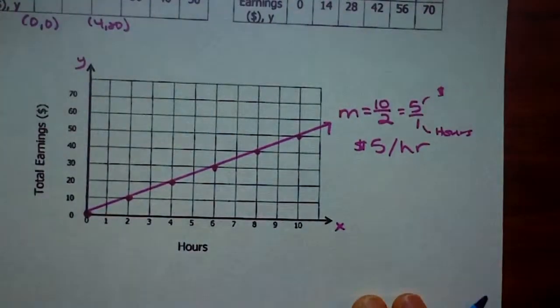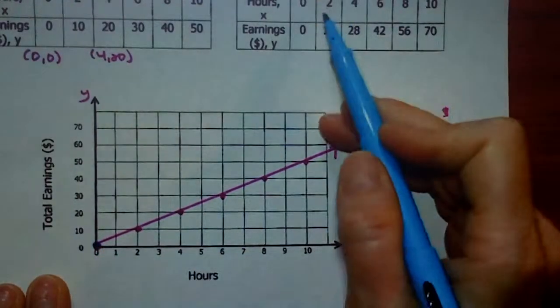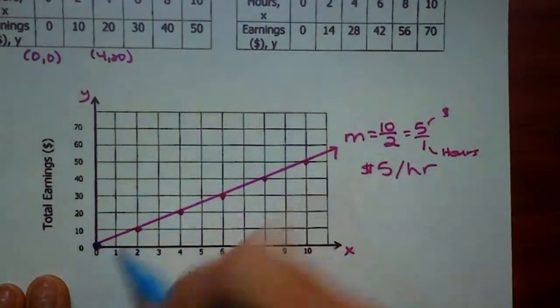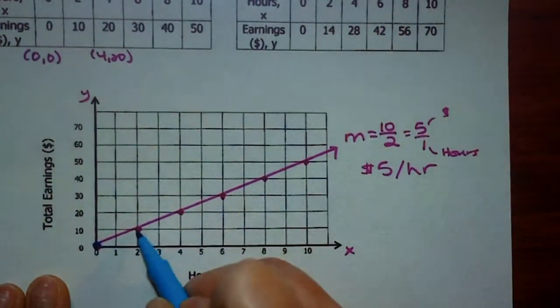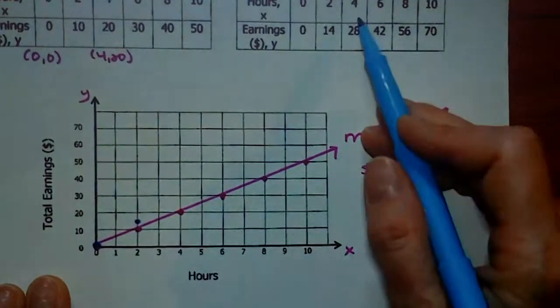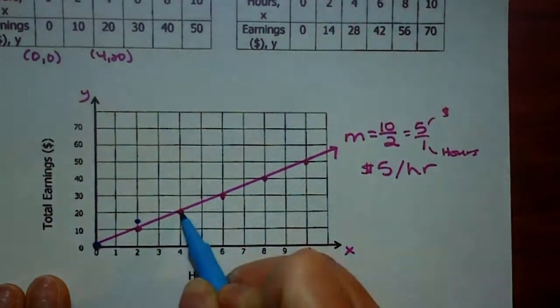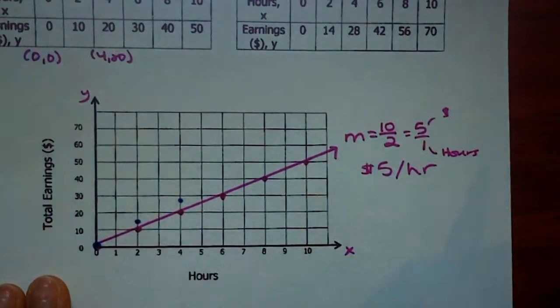So your friend, when they work 0 hours, they don't make any money either. So 0, 0 is the starting point. When your friend works 2 hours, they get $14. So I'm going to go over 2, and I know I don't see 14 on here, but here's 10, here's 20. Halfway would be 15, so I'm going to draw a line just underneath to make my dot. Next, after 4 hours, they make $28. So I'm going to go over 4, and again, here's 20, here's 30. 25 would be halfway through, 28 would be just below that 30 mark.